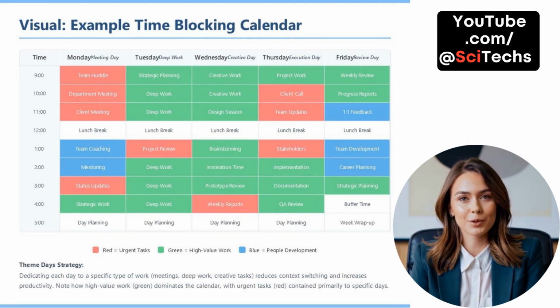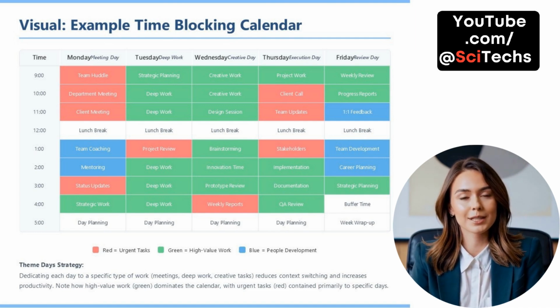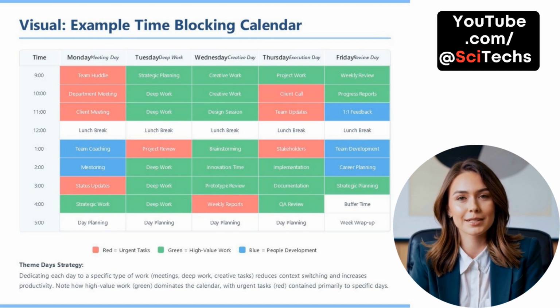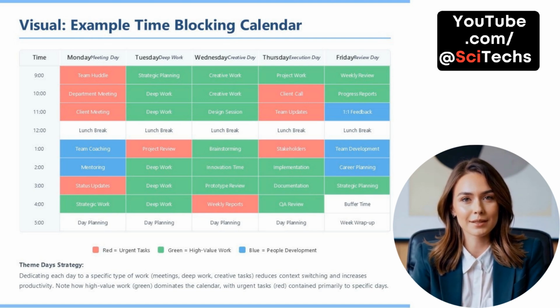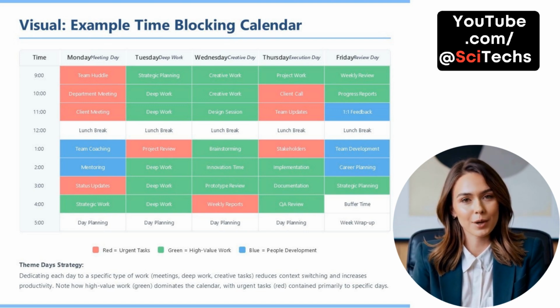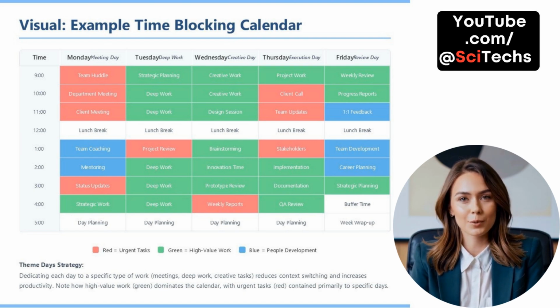Visual. Example. Time blocking calendar. This time-blocked calendar shows what intentional scheduling looks like. Red blocks represent urgent tasks, short, intense, and ideally confined to designated times. Green blocks dominate, showcasing a focus on high-value work like strategic thinking, planning, and creative output. Blue blocks are reserved for people development, such as coaching sessions, one-on-ones, and team-building activities.